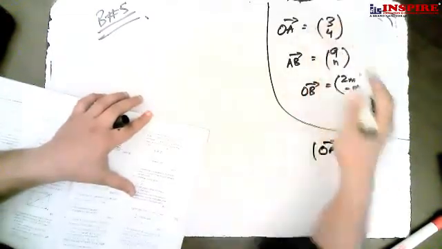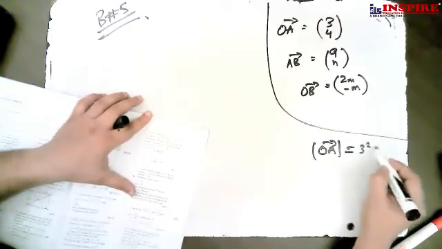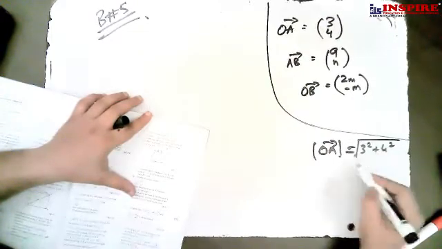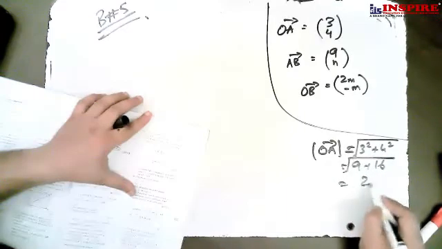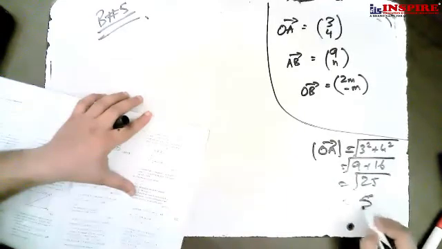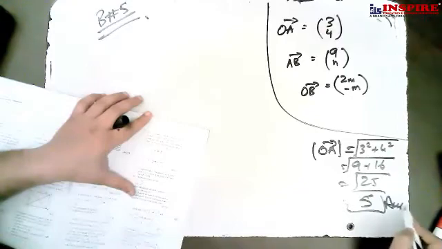Easy stuff. What will be the magnitude of OA? 3 squared plus 4 squared, the root, is equal to 9 plus 16, the root. 25, the root. 5, bonus. Make a box around your answer.